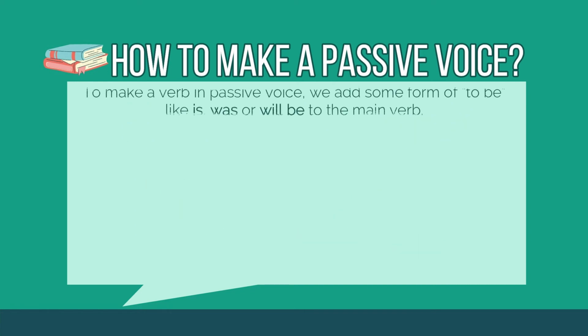To make a verb in passive voice, we add some form of to be, like is, was, or will be, to the main verb. Pattern: subject plus verb to be plus past participle of the main verb plus by phrase, stating who or what performed the action.